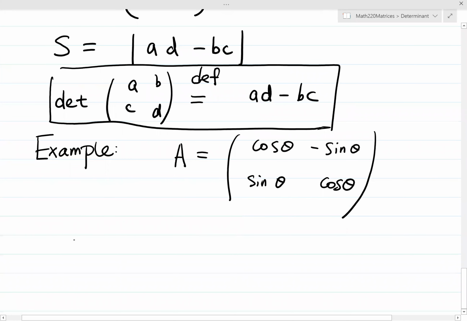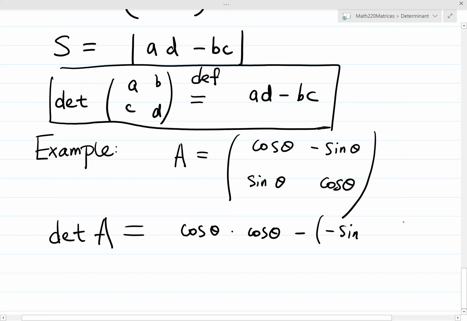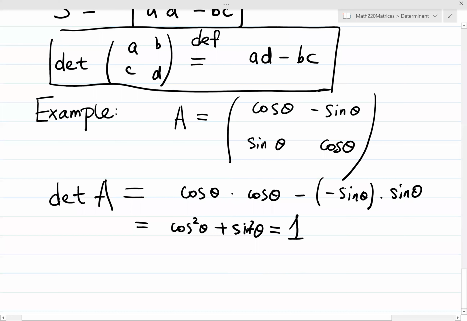Then what do you get? According to the definition, AD minus BC. So A times D is cosine times cosine, minus BC. B is negative sine, C is sine theta. So you get cosine squared plus sine squared, which is 1. Geometrically this means rotation does not change the area.